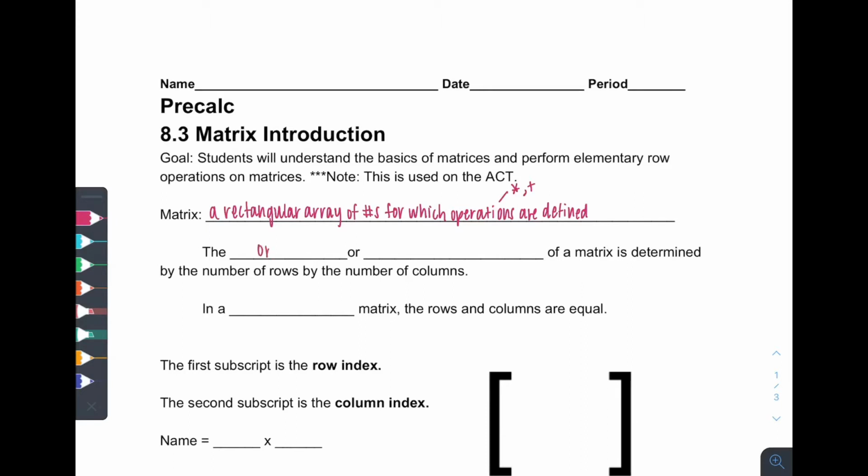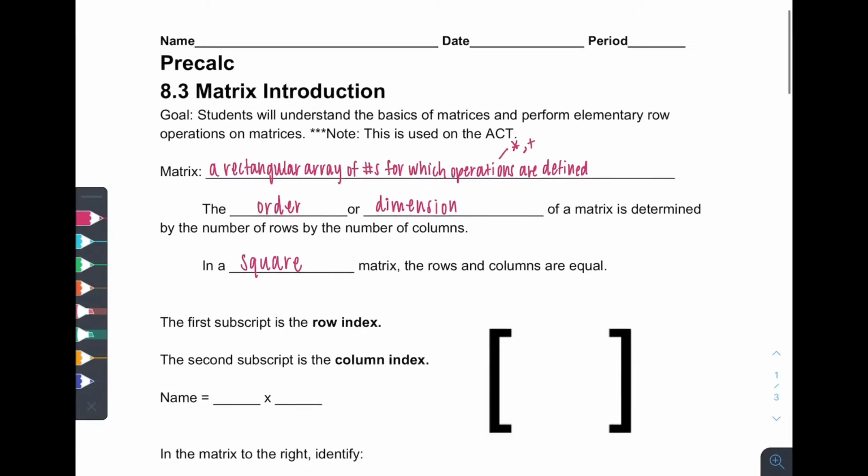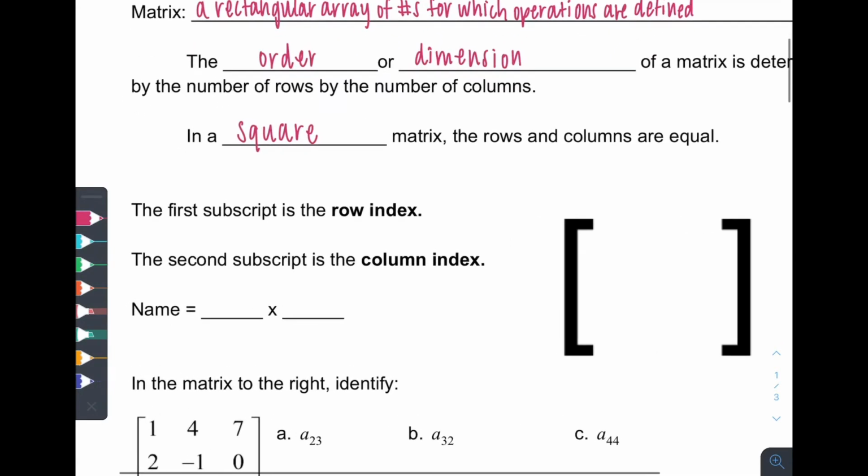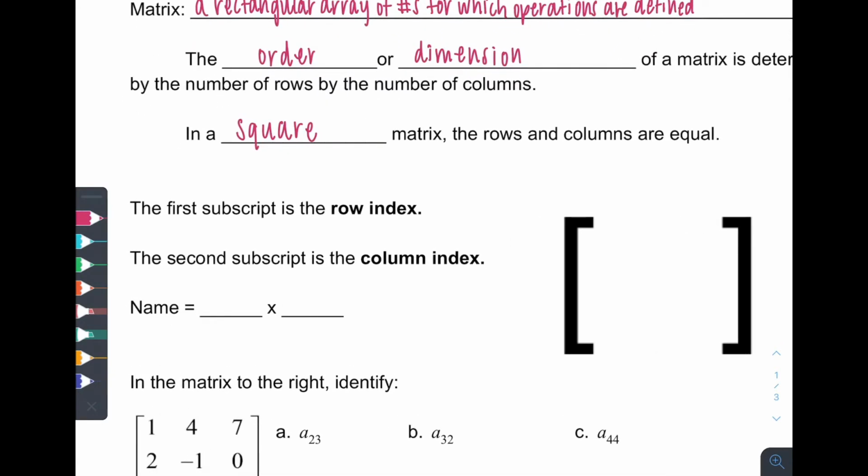All right, the order or dimension of a matrix is determined by the number of rows and by the number of columns. Note that in a square matrix, the rows and the columns are equal. When we are talking about numbering, we might have several numbers in a matrix. We could have infinitely many.